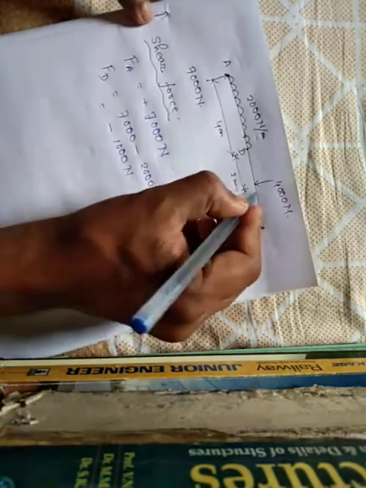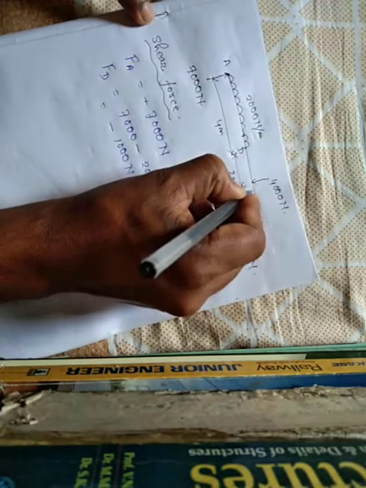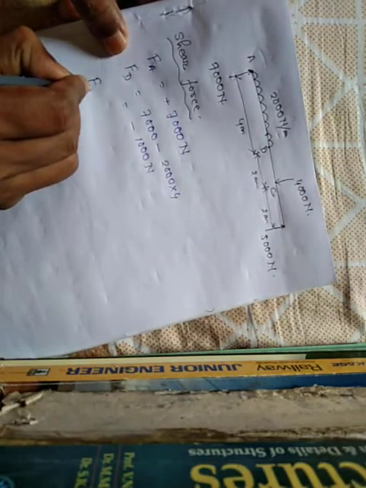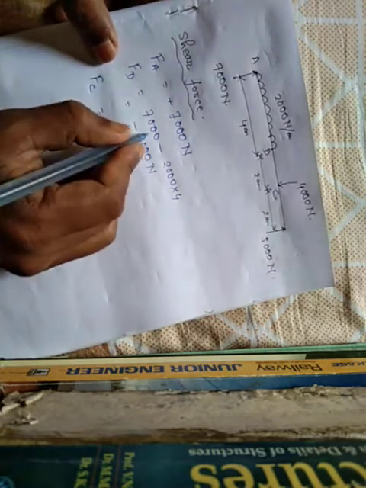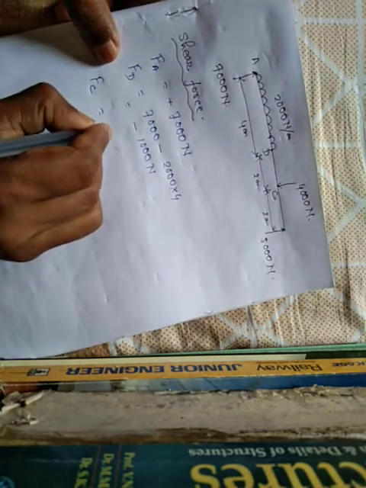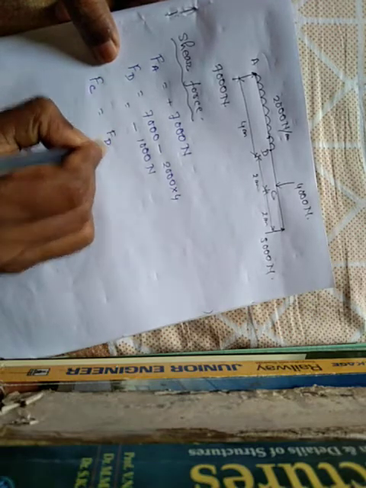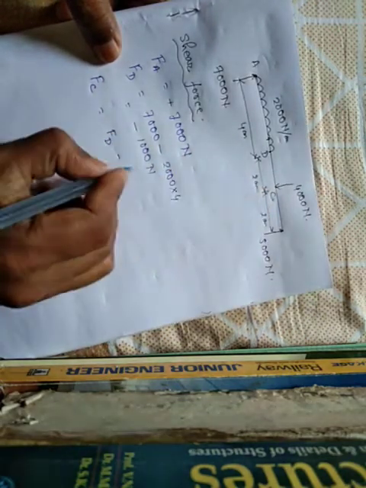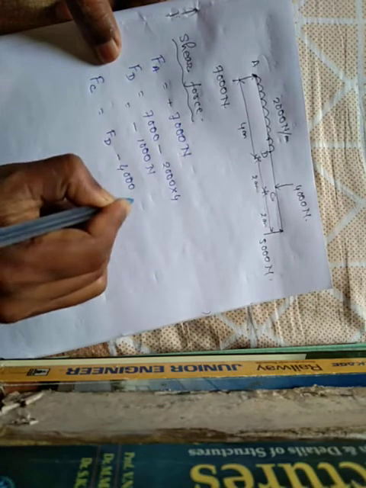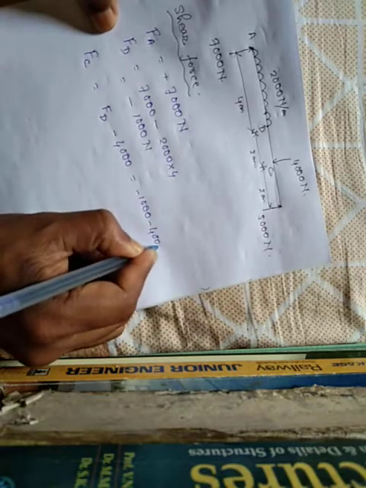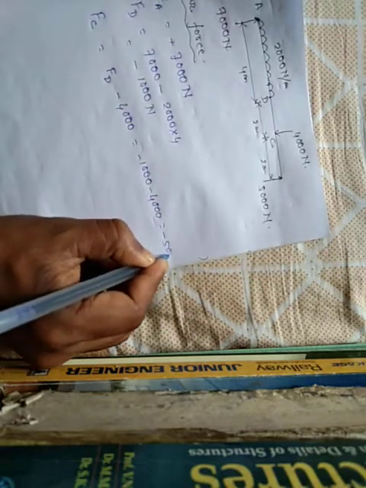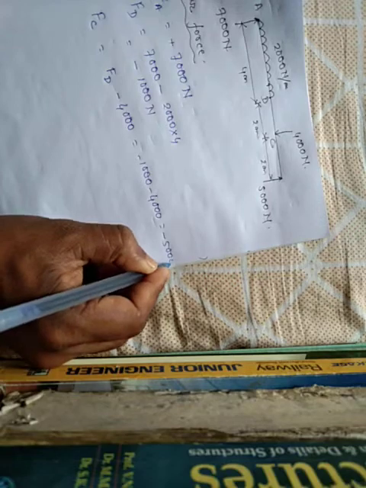Now find out the shear force at point C. What will be the shear force at point C? It will be shear force at point D minus downward force 4000, which is equals to minus 1000 minus 4000 is equals to minus 5000 Newton.